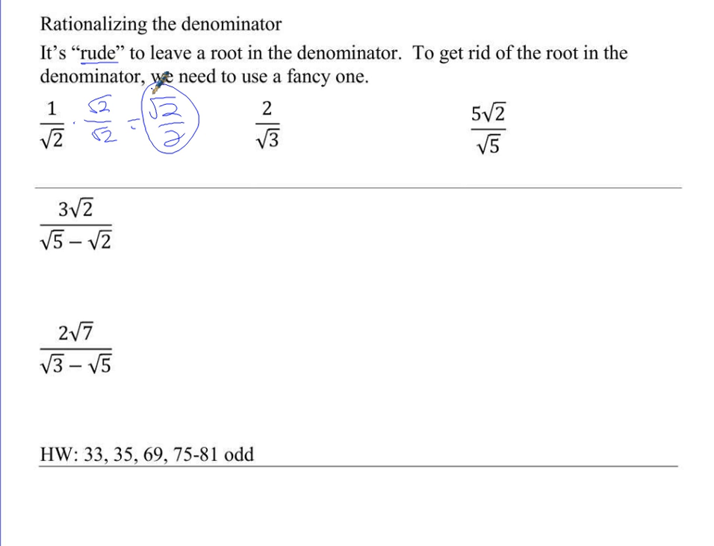And this one? My fancy one is the square root of 3 over the square root of 3, and I get? Good. And then does that reduce? No. That's the answer. And the last one, what do we do? The square root of 5 over the square root of 5. Not possible isn't a valid answer.